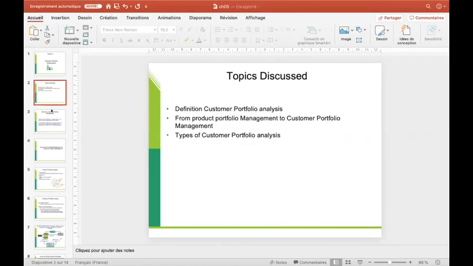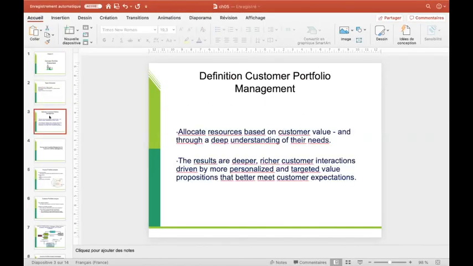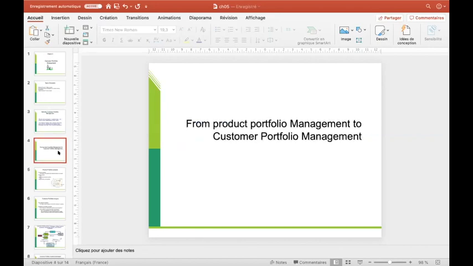Customer portfolio management. A customer portfolio is an aggregated number of individual customers having different values, and it is used to better understand their needs. The result of customer portfolio analysis is richer customer interactions and better knowledge, and it aims at personalizing and targeting better value propositions to better meet customer expectations.